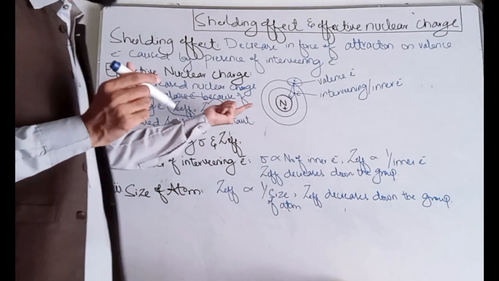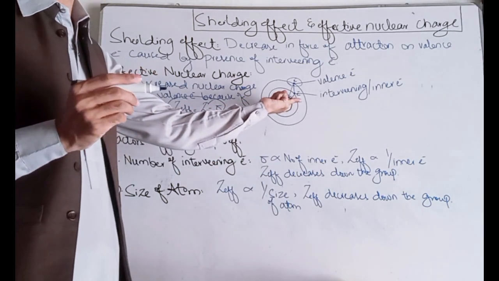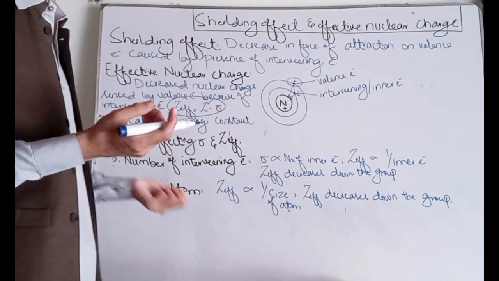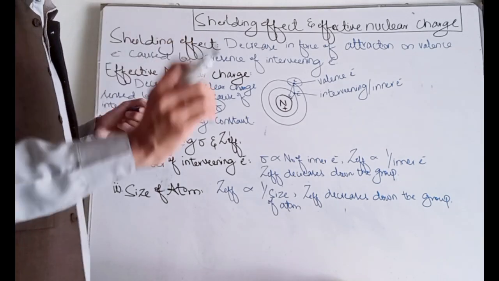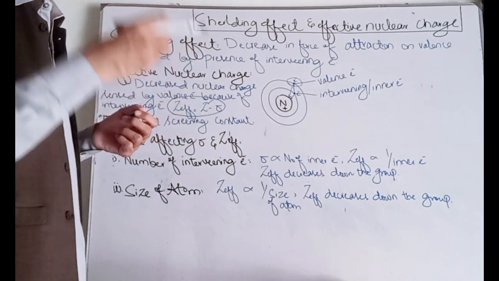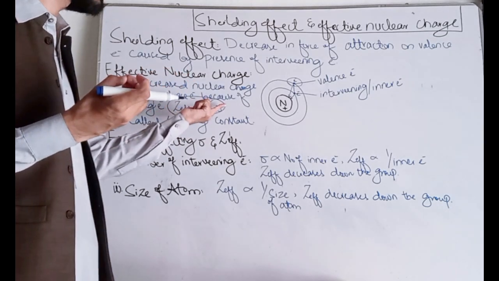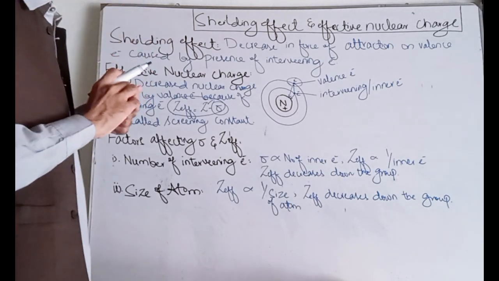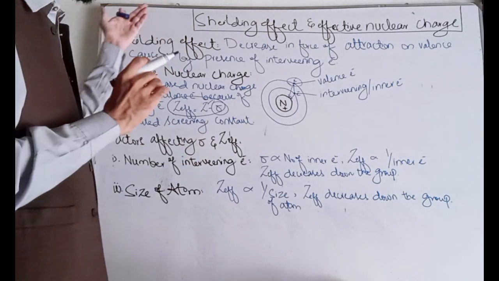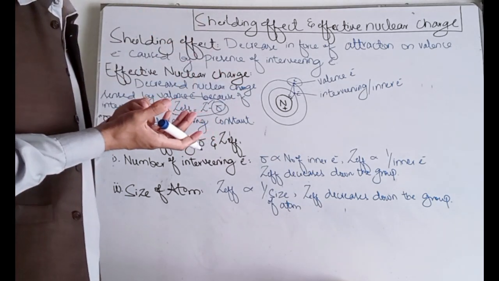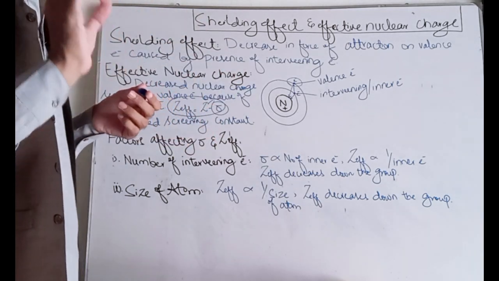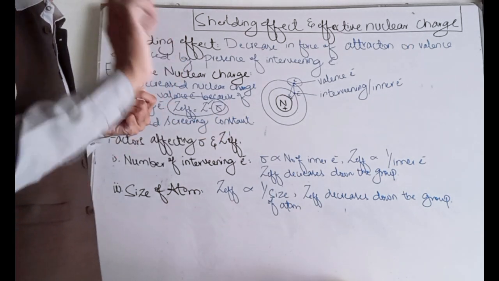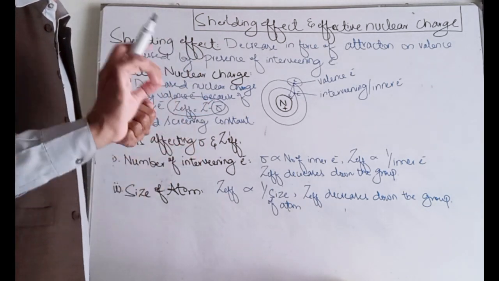Why? Because some of the nuclear charge is nullified by the intervening electron. So the nuclear charge that is sensed by the valence electron is a bit less than the actual charge. And how much less? That is lessened by the factor sigma. So this is the symbol of sigma, and that sigma is also known as the screening constant. The other name for the shielding effect is the screening effect, and this sigma is known as the screening constant. So keep in mind that Z effective is a bit lesser than the actual charge by the factor sigma.